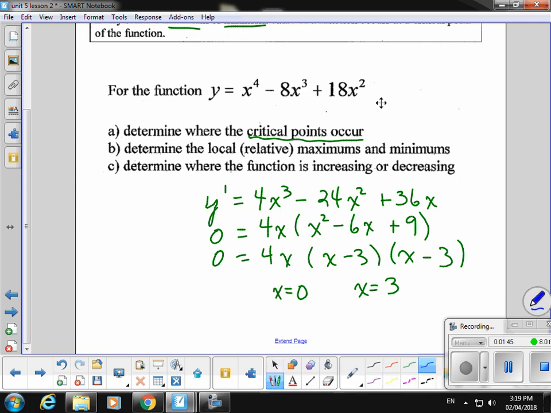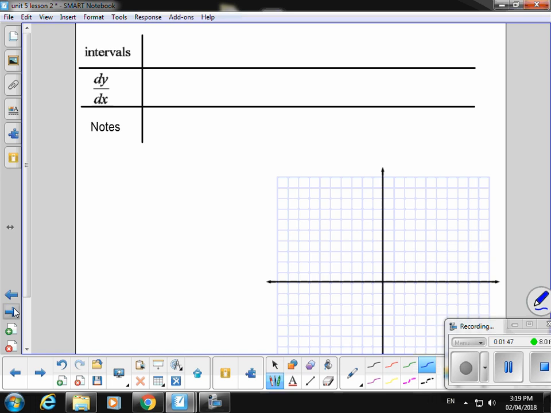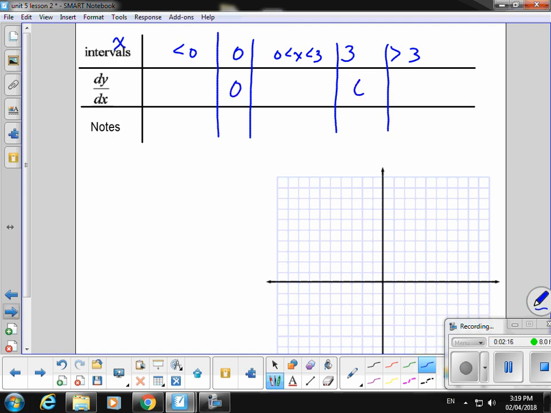Let's fill in a nice pretty chart. So here are my intervals. 0 is a critical point. 3 is a critical point. So this is my x. Less than 0, between 0 and 3, at 3, greater than 3. At 0, less than 0. So I know I have critical points that are zeros.